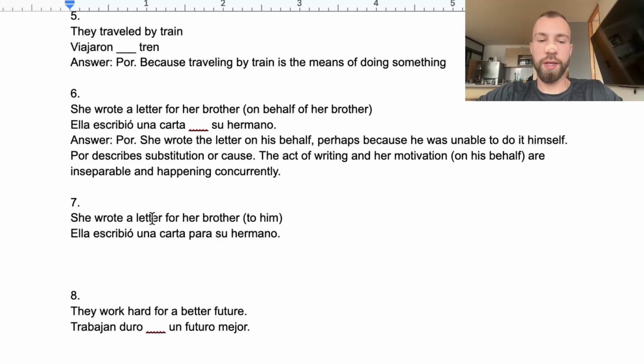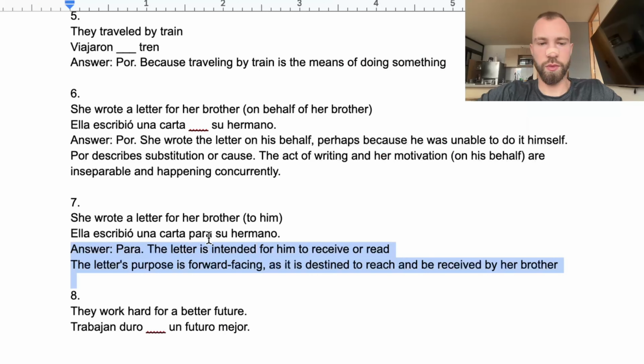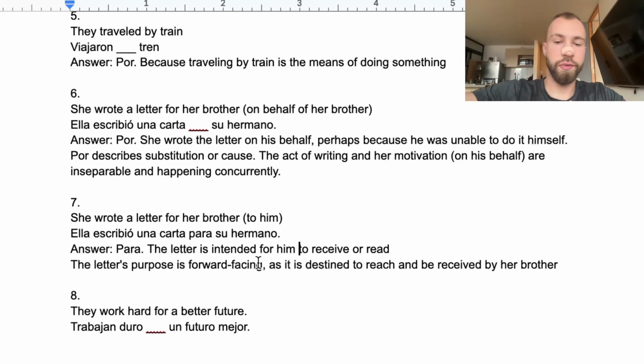Now, what if it's she wrote a letter for her brother, but to him? So she's writing the letter for her brother. Like it's going to be sent to him. It's for him to read. Then it would be ella escribió una carta para su hermano. The letter is intended for him to receive or read. The letter's purpose is forward-facing, as it is destined to reach and be received by her brother. So in the example before, it wasn't forward-facing. It's she wrote a letter on behalf of her brother.